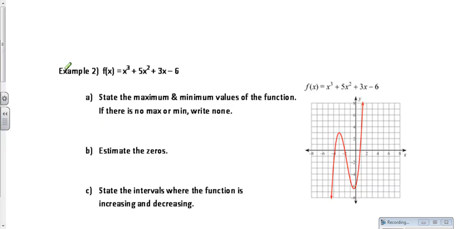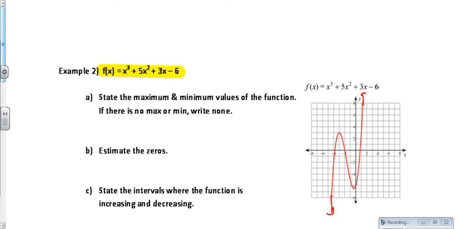Next one, we have a graph given again, right here. Not a parabola. This one, if you notice, is cubic. Here's the graph of the cubic function, and let's talk about max and mins here. Notice that it goes down forever, so it would not have a minimum, and up again here it goes up forever, so it would not have a maximum.